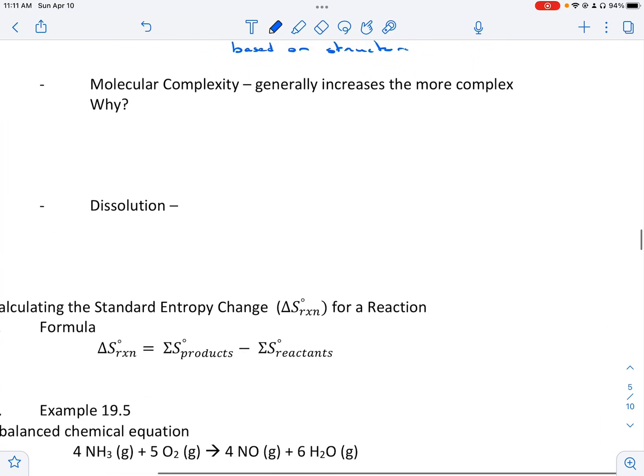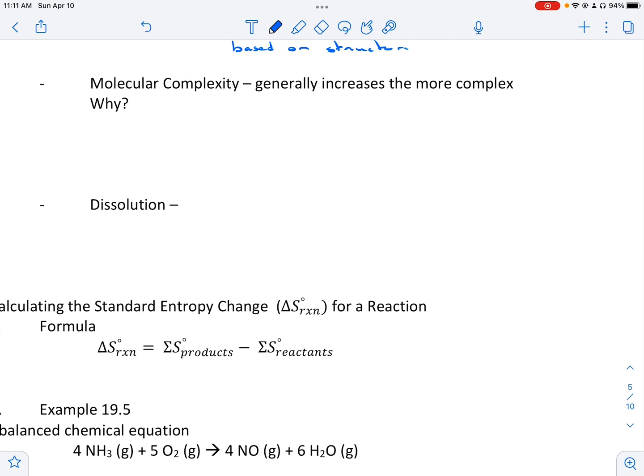Then we have molecular complexity. Generally, as the complexity of the molecule increases, the entropy increases. That's because we can have different layouts of the molecule. And remember, it's all about microstates. If we have different layouts of the molecule, we are going to have more microstates, because a microstate is just a quick snapshot of each possible position that an atom or molecule can be in.